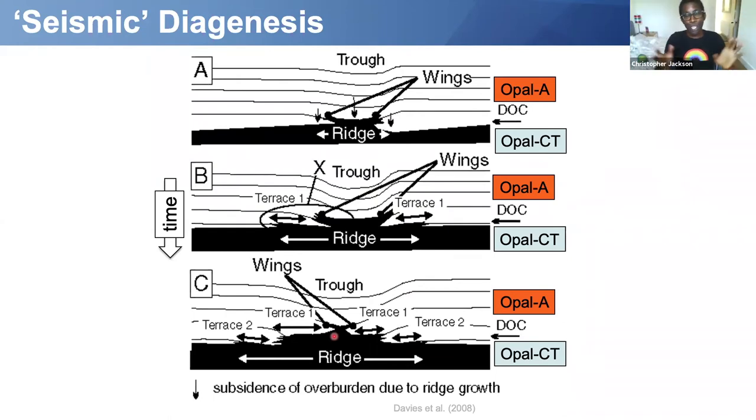And we think it's being driven by the fact that maybe in some of these areas, there's more fractures in the rocks. And because the rocks are more fractured, it means that their permeability, which is the ability of fluids or gases to move through a material, is higher. So that fluid can go forward quicker, convert the opal A to opal CT in that location quicker, and then that's the way it advances.